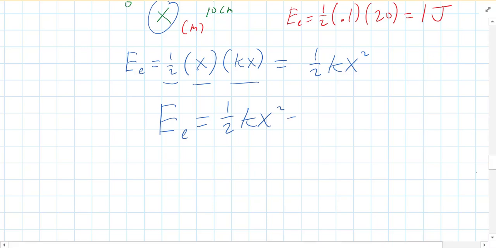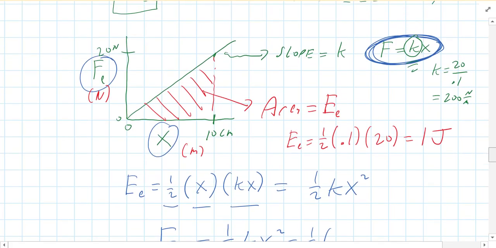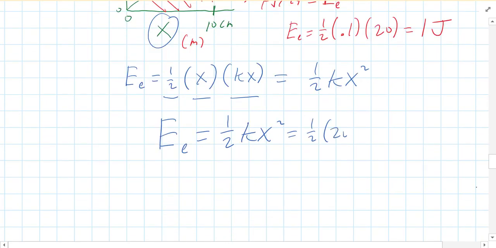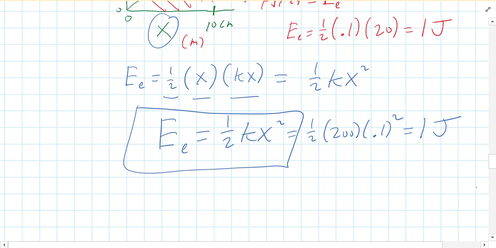We can try it out for our spring really quick. We have 1/2, we figured out that the K value was 200, and we stretched this thing 10 centimeters, which is 0.1 meters, and we have to square that. If you take 0.1 squared, you get 0.01. 0.01 times 200 is 2, and half of 2 is 1 joule. So it's often a lot easier to use this equation to determine the elastic potential energy in a spring. And again, that's the energy stored in the spring.